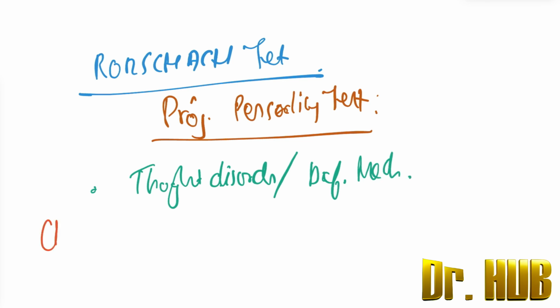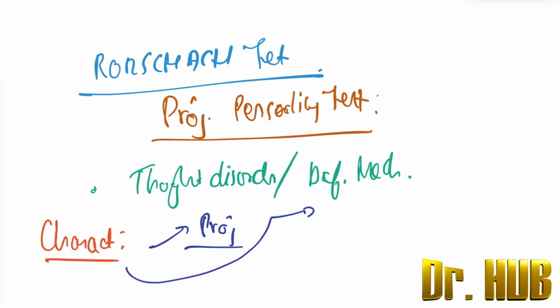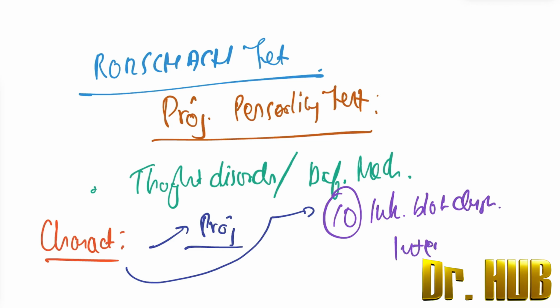Now let's look at some characteristics. It is a projective test. The patients are asked to interpret 10 bilateral symmetric inkblot designs. You describe what you see in the figure; whatever you see, you describe it.